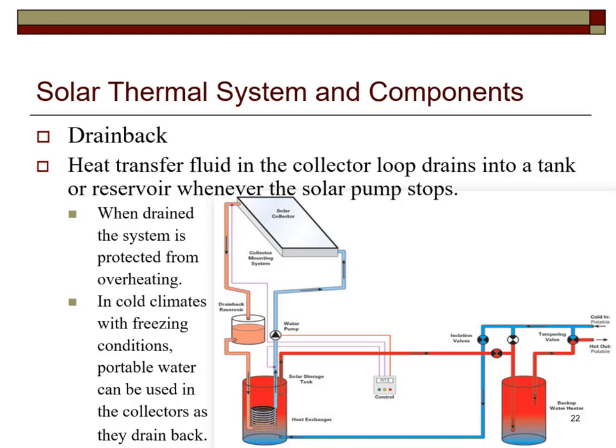Supplies preheated water to the standard water heater. This arrangement allows for times when the solar collector does not heat the water to the desired temperature. The standard water heater will complete the heating.